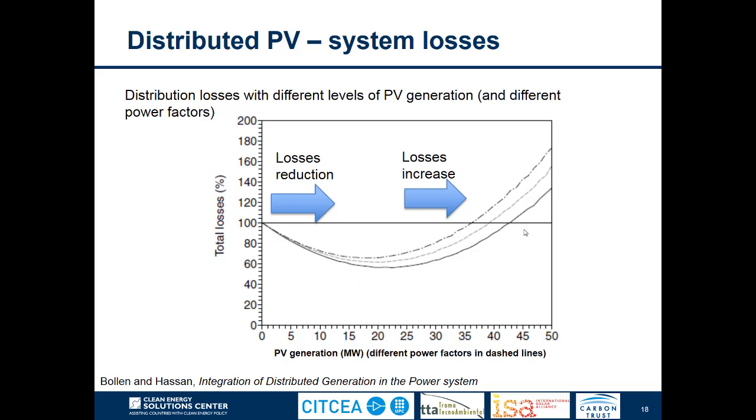This happens for all the applications. At the end, the ideal case is when we can achieve a good balancing between the load and the generation. But if we are installing too much generation, then the effect is not positive anymore, but negative. In this figure, we see not only how the losses change, but also how they change for different power factors.